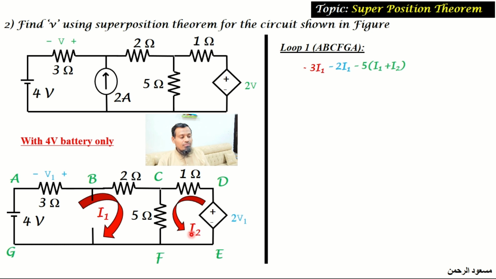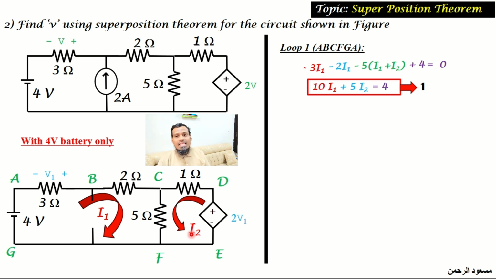And from F to G, there are no elements. So from G to A, there is a battery for which, according to the assumed current direction, the current is going from negative to positive polarity of the battery internally. So it is a potential rise. So we have to write plus 4 is equal to 0. We can simplify the equation as shown to you here, which is our equation 1.